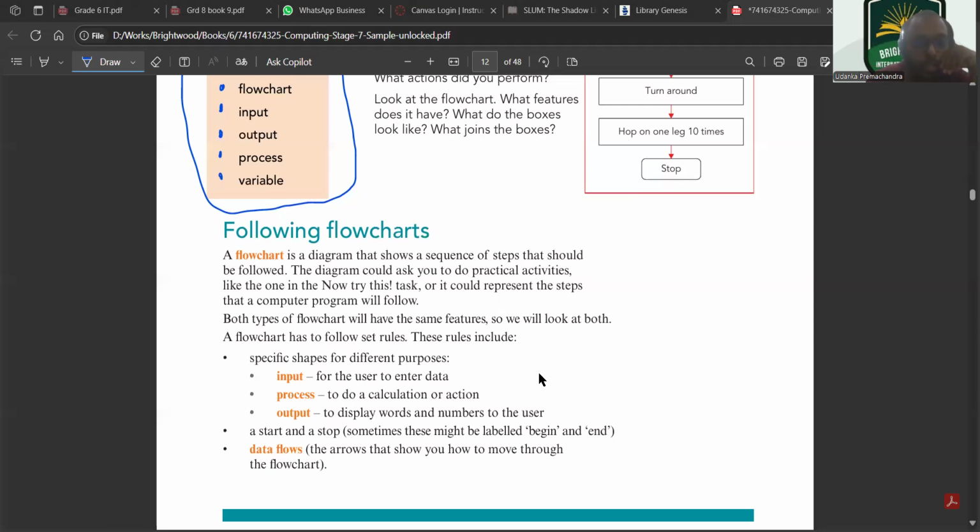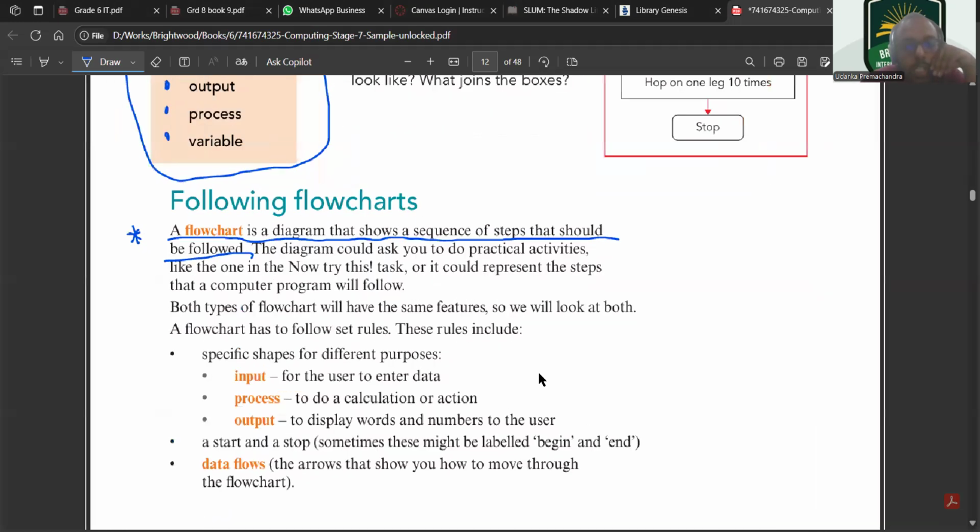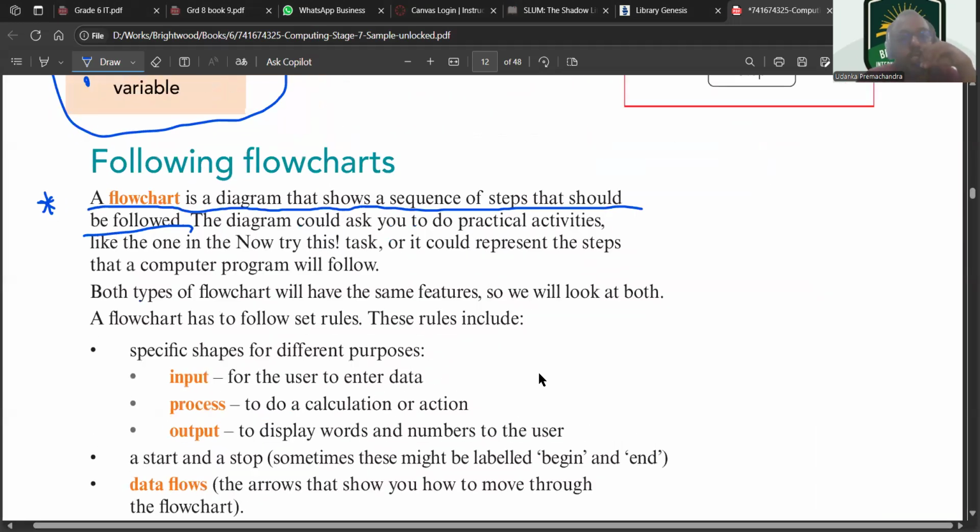Actually, what is a flow chart? A flowchart is a diagram. A flowchart is a diagram that shows a sequence of steps that should be followed. There are several steps displayed in the diagram. So a flowchart is a diagram, and it shows the sequence of steps that should be followed.